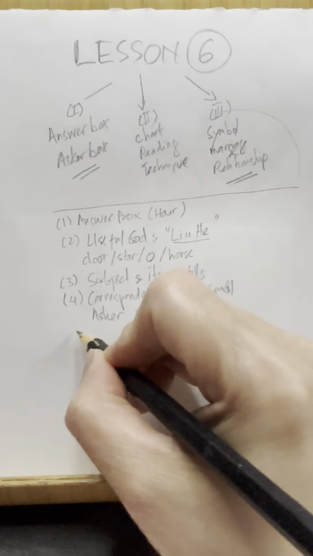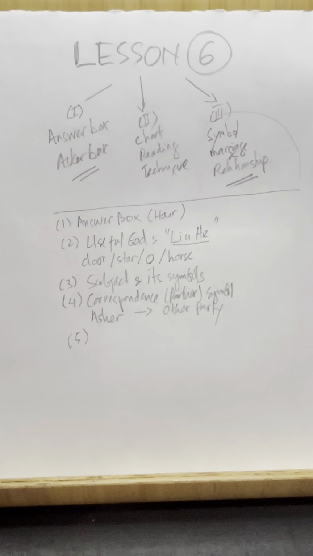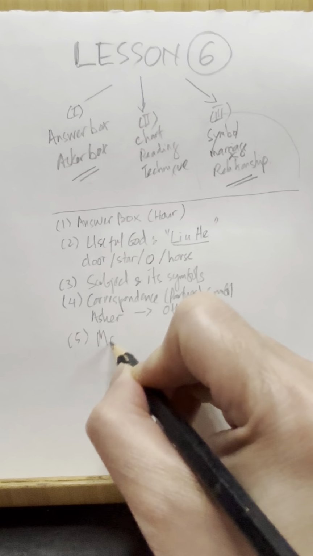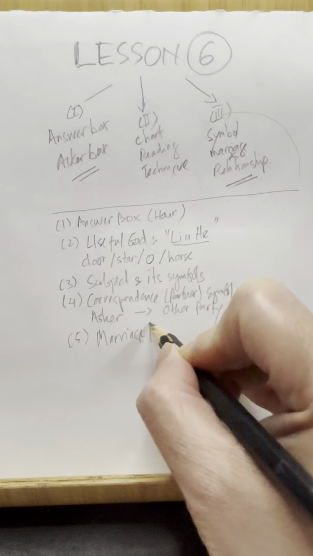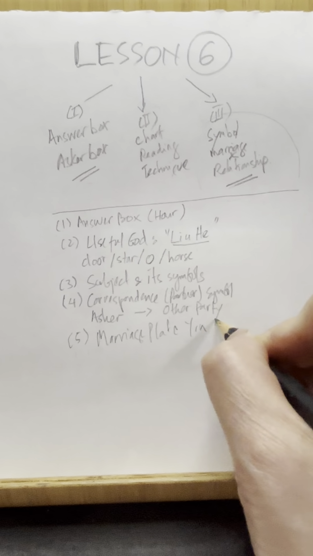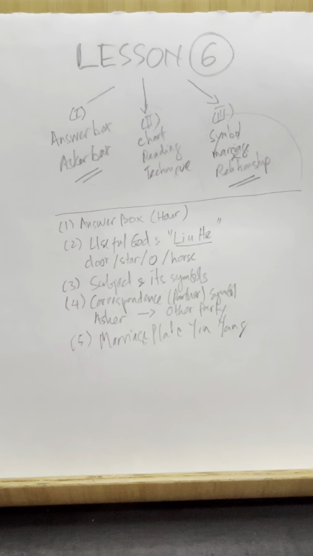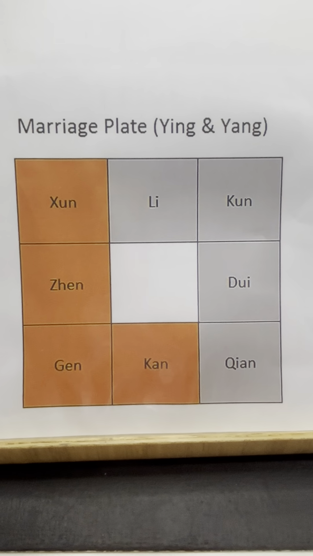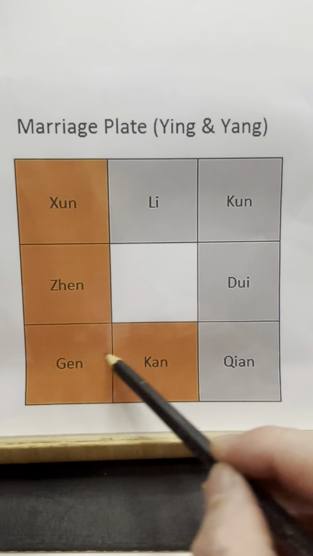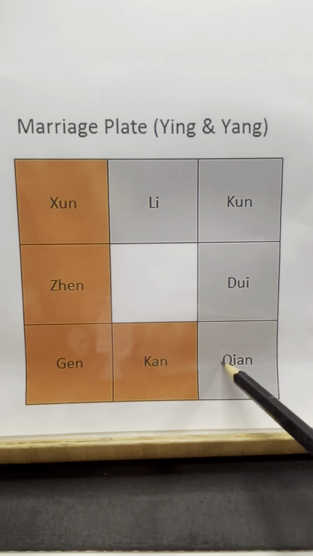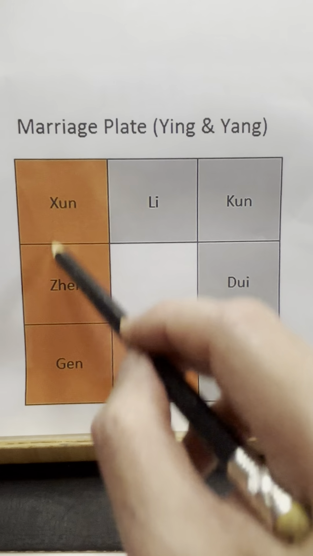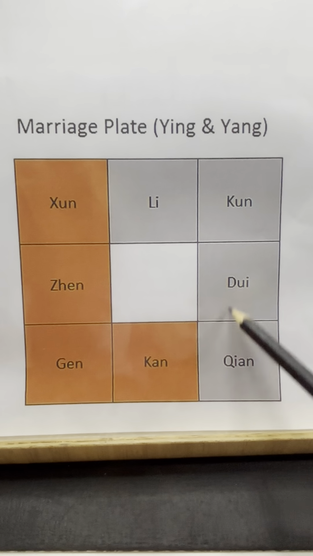Next, we need to see the location of the asker and the other party in the marriage plate, the yin-yang marriage plate. So what is this marriage plate? This is the marriage plate, yin-yang. So you see the colors are different. It's always in this order, in this shape. It's an L shape and an inverted L.